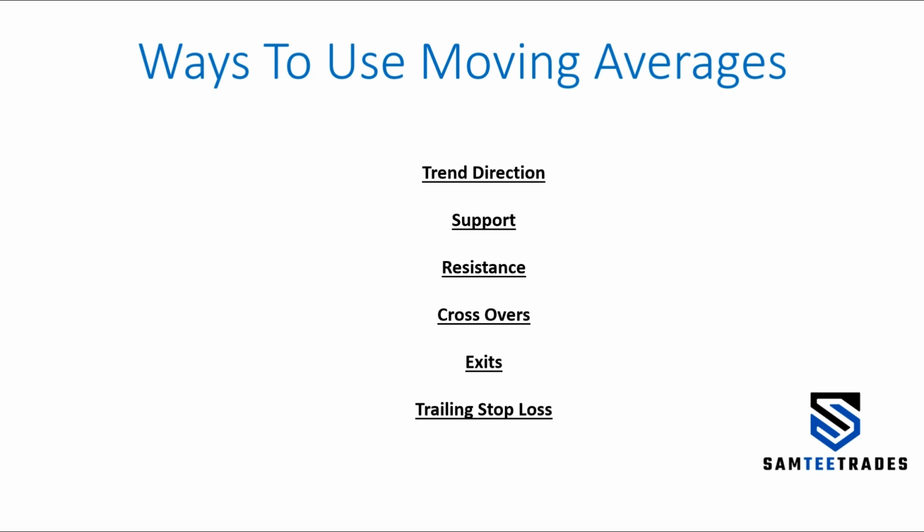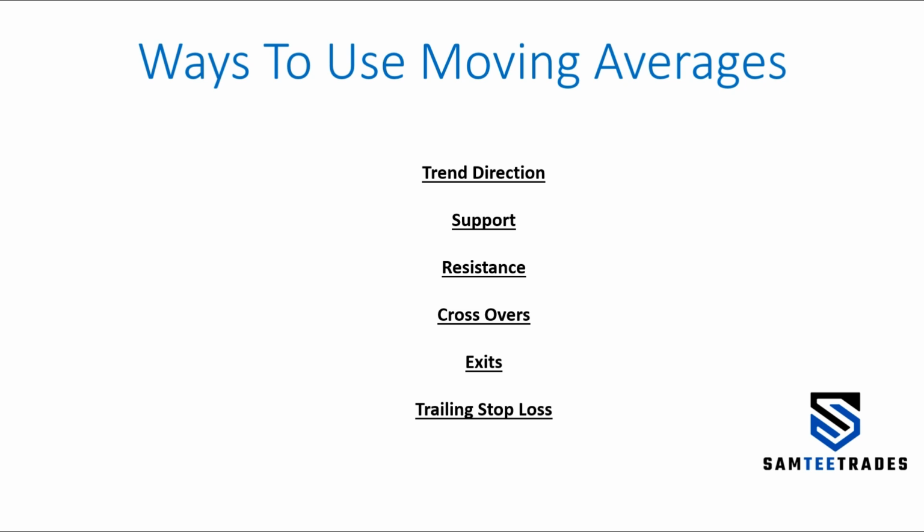Exit points, which I've just mentioned, and trailing the stop loss. So trailing the stop loss comes into the trend direction. If you think that price is above, let's say, the 50 EMA, and you are happy to continue buying, you might just trail your stop loss below that EMA because you're saying as long as price is above, then it's bullish.